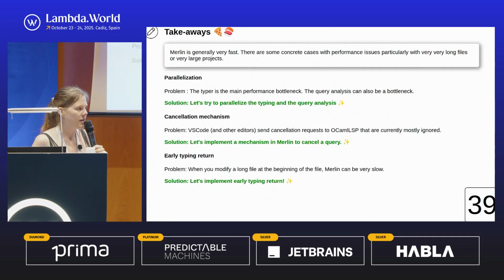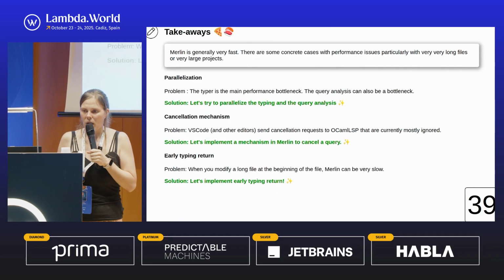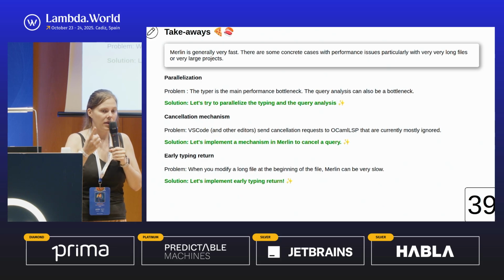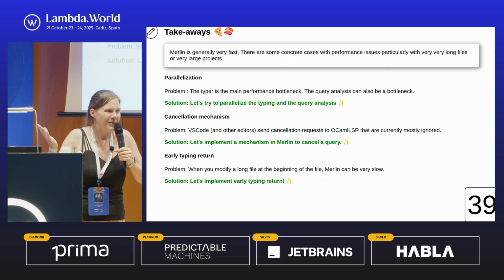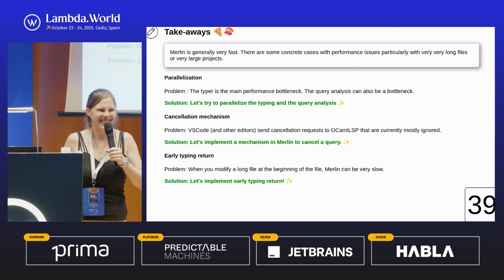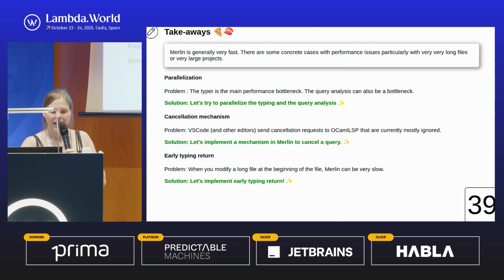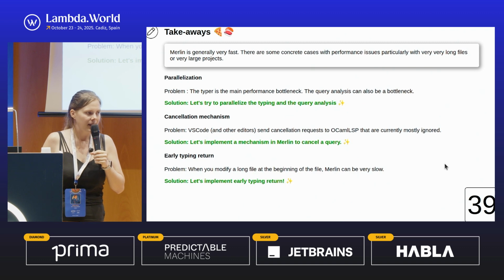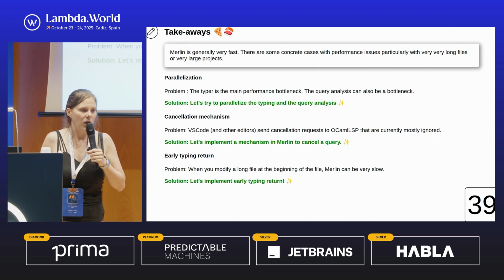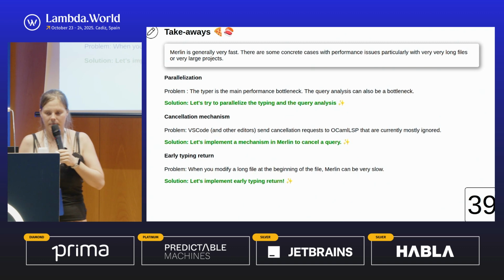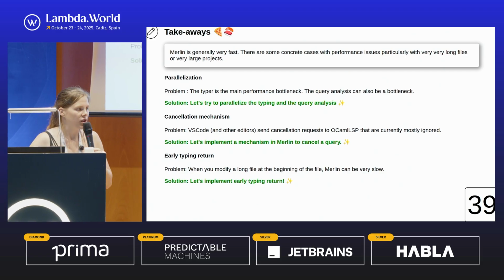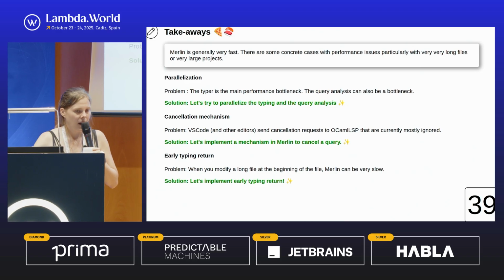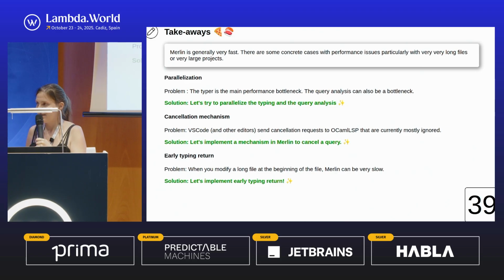So yeah, these are the takeaways from my section. One is we saw in the metrics table that the two main performance bottlenecks are the typer phase and the query phase. So let's parallelize them, right? We have OCaml 5. Let's parallelize those two things. The second one, we saw in the demo that currently we are ignoring cancellation requests. That is, of course, not a good idea. So let's implement a cancellation mechanism. And the third thing is what I've just told you. We want to implement early typing return. And now Carine is going to tell you how we did these things.